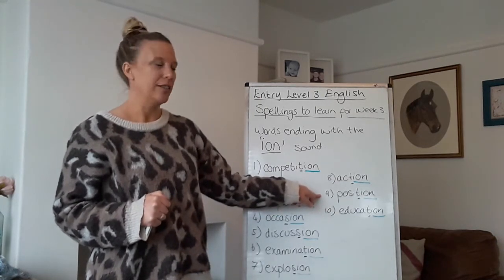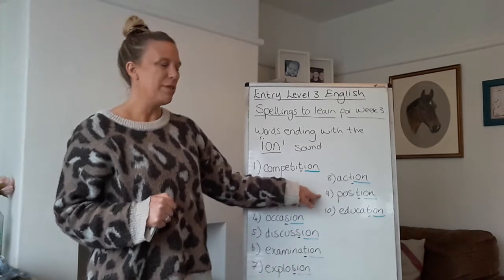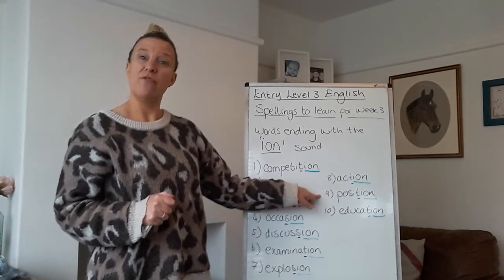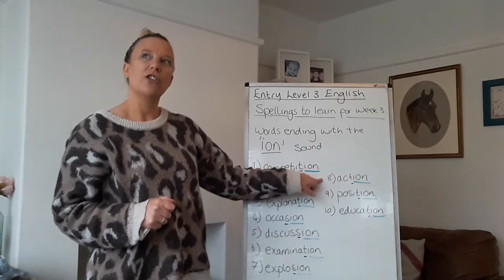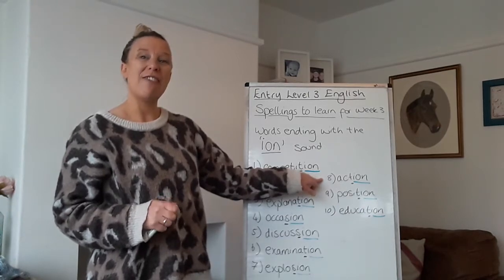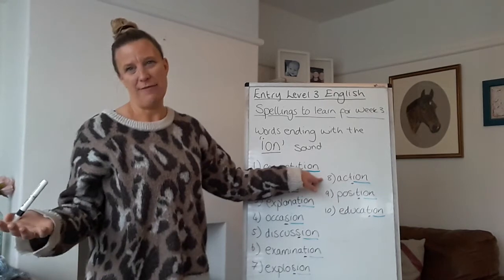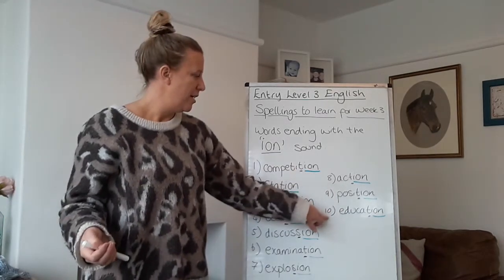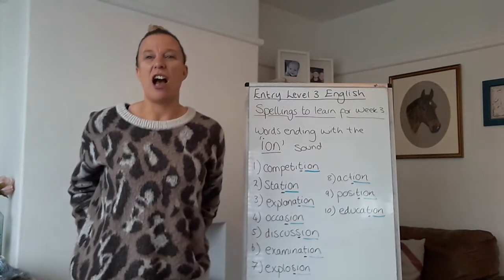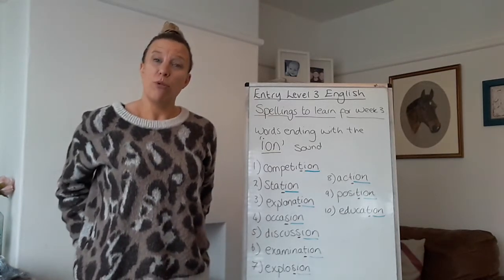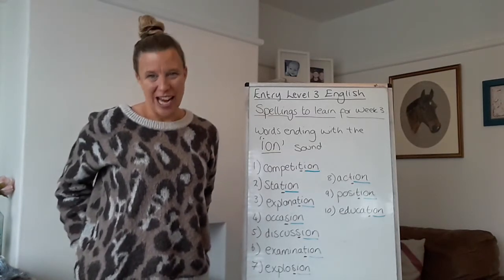Number 9, position. Position. What position did you come in the race? I came first. An action. What action should you take if there is a fire? You must leave the building immediately. Number 10, education. Education. It's important to get a good education.